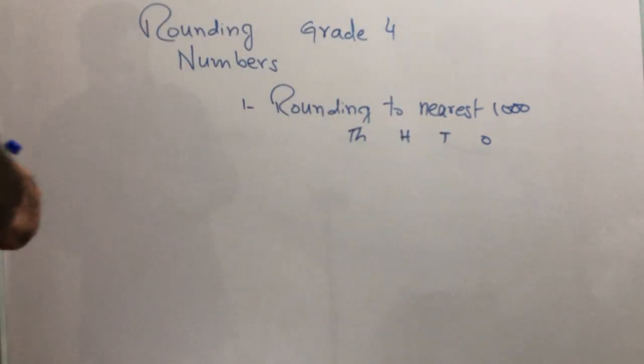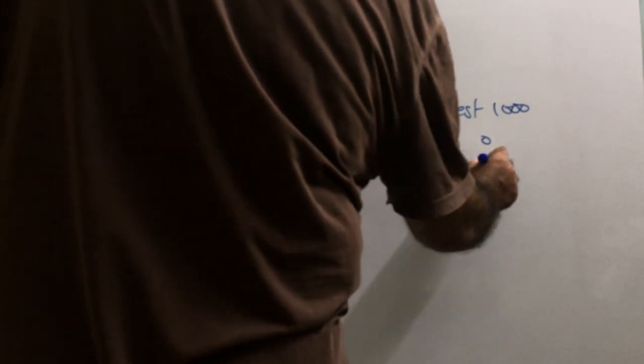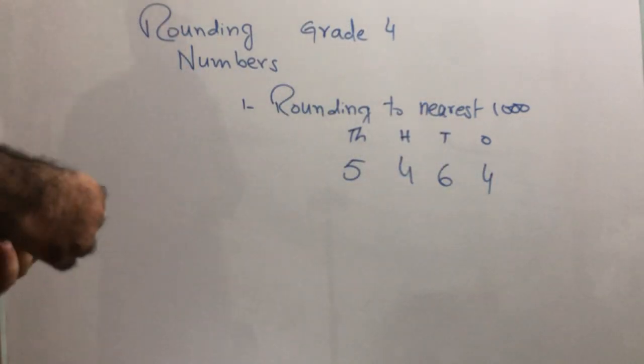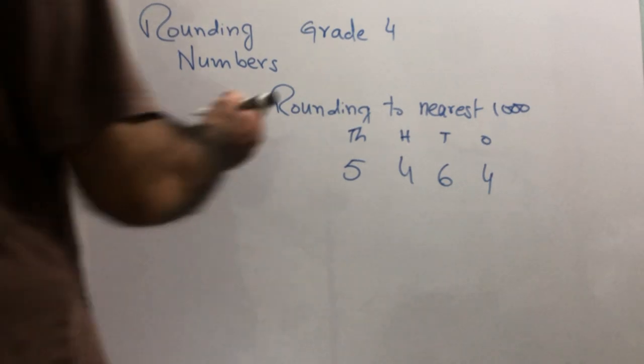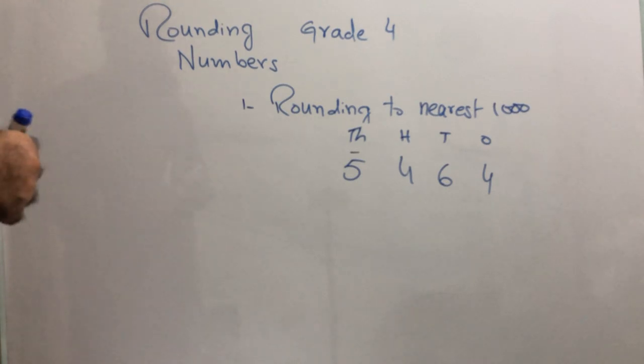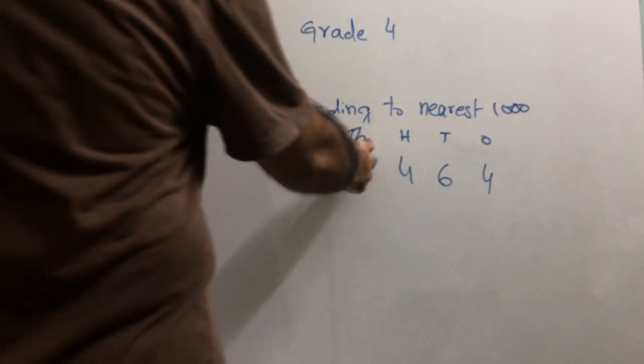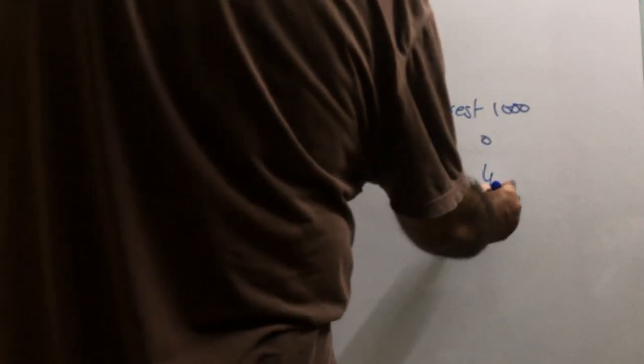Another is 5464. If we need to round to nearest 1000, place some symbol. This is the 1000 place. We are opting for rounding to nearest 1000. The very first action is that when we decide to round to nearest 1000, all the digits on the right side of the 1000 place become 0. This is the first action.